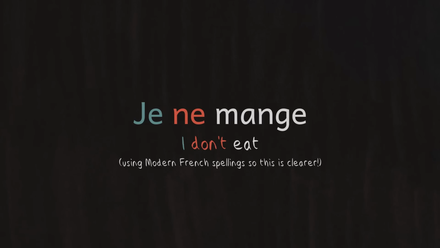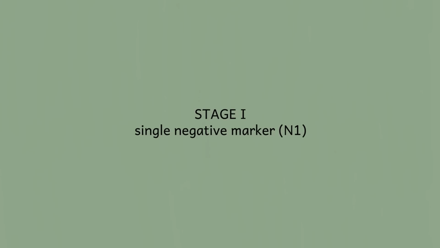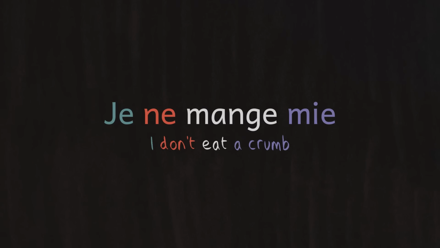Back then, you only needed a ne to form the negative. Je ne mange, elle ne voit, on n'avait. This is stage 1 of the cycle, a single negative marker. But sometimes ne wasn't strong enough on its own. Plus, it was unstressed, so it could get missed or blurred with other words. On n'avait sounds a lot like on n'avait. If you wanted to emphasise or clarify the negative, you could add a word after the verb.